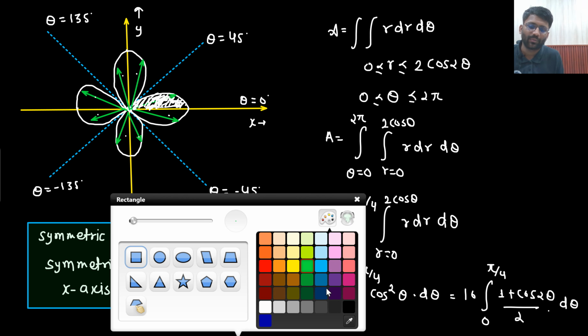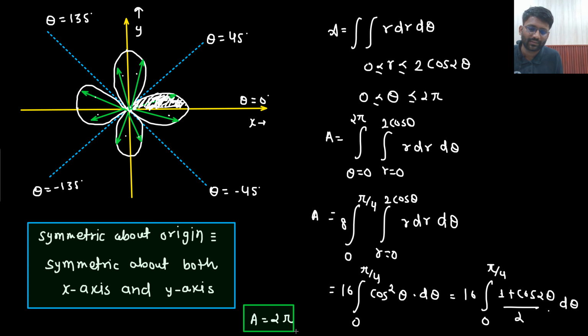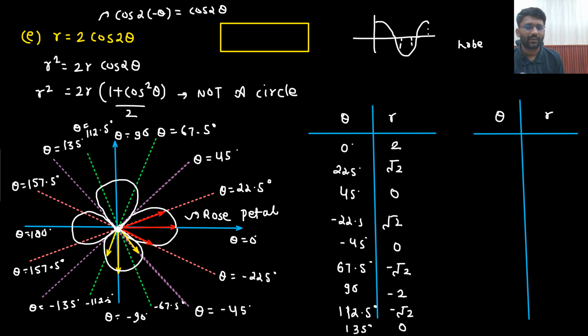The area is coming out to be equal to 2 pi. That's the answer. Okay, so area is 2 pi. This has been written here actually. The same thing I wrote down here.